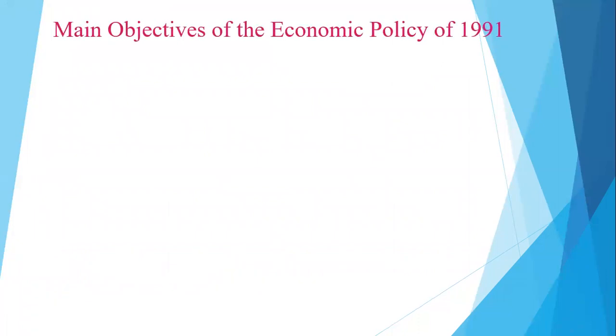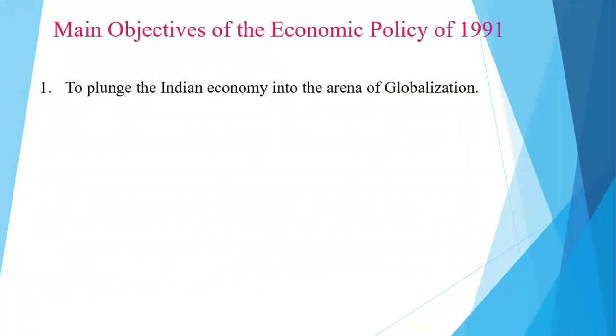Now, let us see the main objectives of the economic policy of 1991. Number 1, to plunge the Indian economy into the arena of globalization. Now here, to plunge means to enter quickly and forcibly into the arena of globalization and to give it a new thrust on market orientation. Second objective, to bring down the rate of inflation. Now students, what do you mean by inflation? Inflation is a continuous rise in general price level. So the new economic policy intended to bring down the rate of inflation.